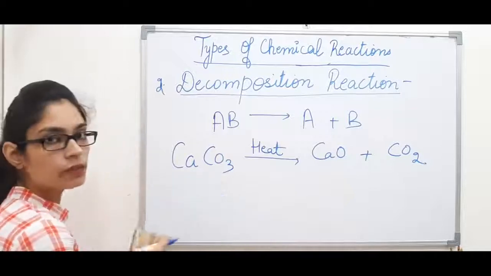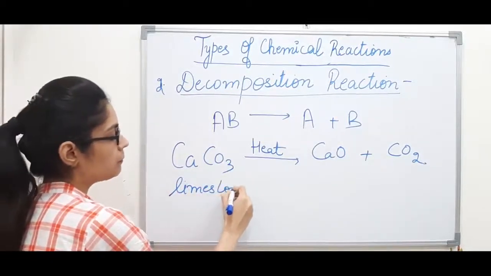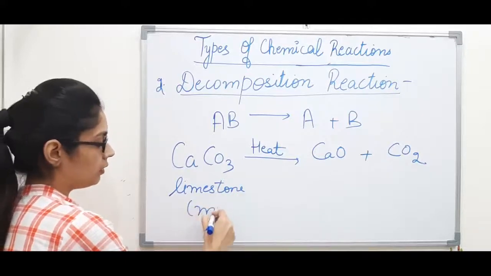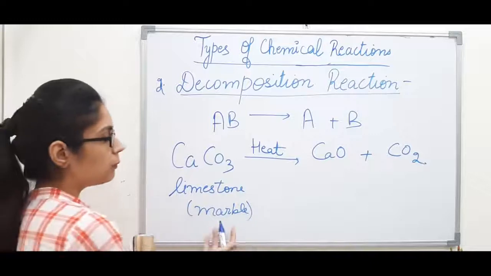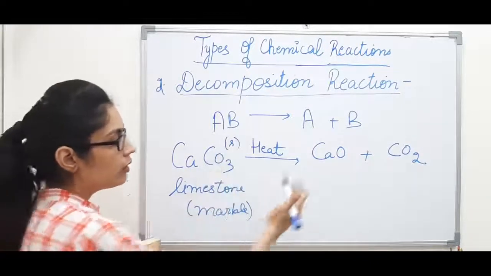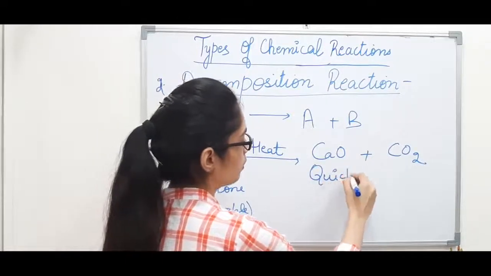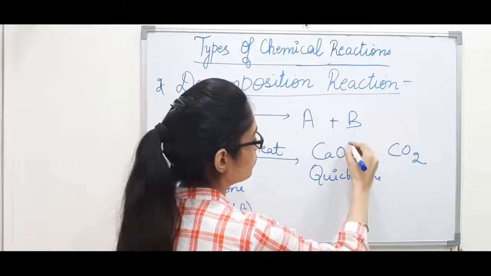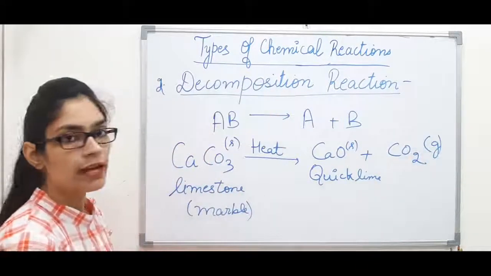Calcium carbonate is also known as limestone. Limestone is marble, the same marble we use in our homes. Calcium carbonate is in solid state. Calcium oxide is quicklime. This is also in solid state, and carbon dioxide is in gaseous state.